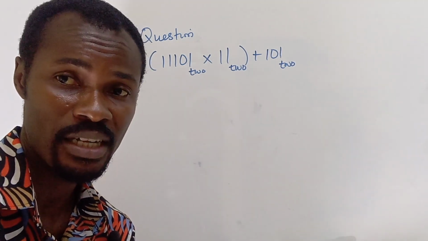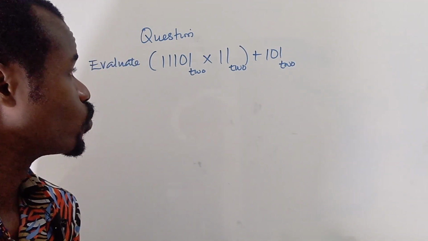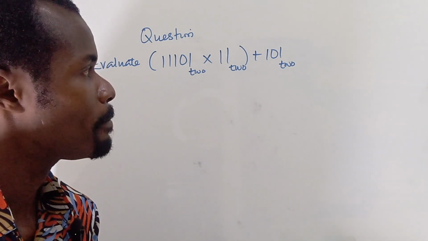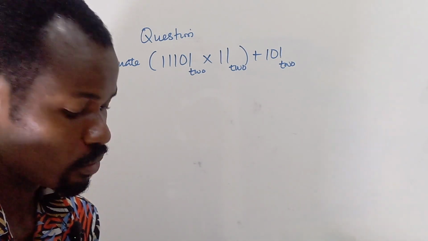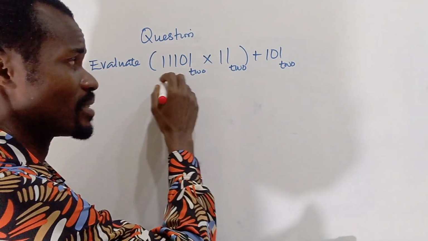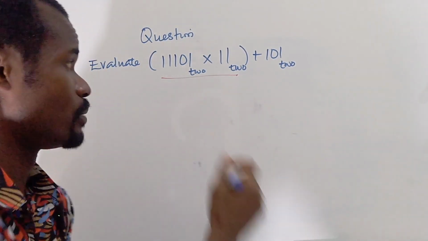So without wasting much of our time, let's get right into the problem. The question says evaluate 11101 base 2 times (11 base 2 plus 101 base 2). Now, whenever you come across a problem in maths, you want to always work on the bracket first. So let's start by solving the bracket.